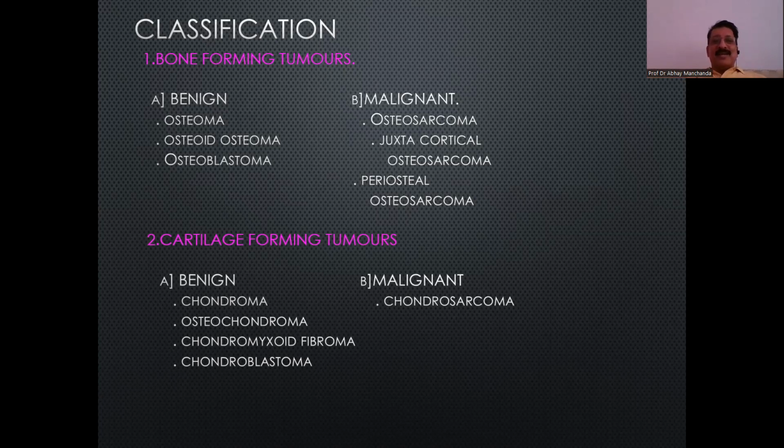Now, the tumors can also be cartilage forming tumors. These form more cartilage-like cells. Again, they can be benign or they can be malignant. Benign can be chondroma, osteochondroma, chondromyxoid fibroma, or chondroblastoma, while malignant is chondrosarcoma.